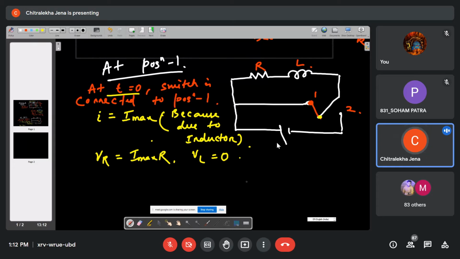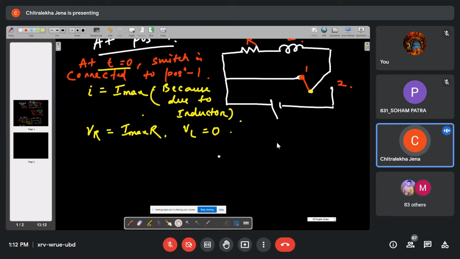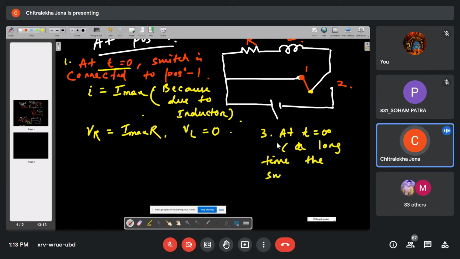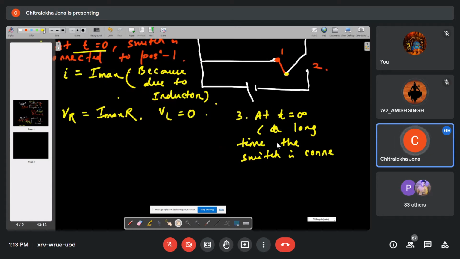Now you think of this case: for a long time the switch has been connected to position number 1, at t equal to infinite. So this is condition number 1. Then condition number 3 at t equal to infinite. A long time the switch has been connected to position number which one? Position 1. Very good. Connected to position number 1.